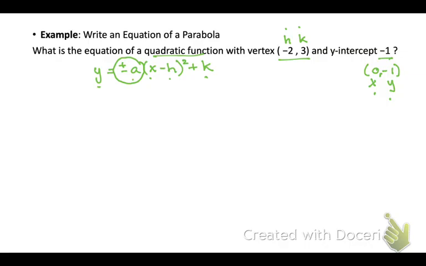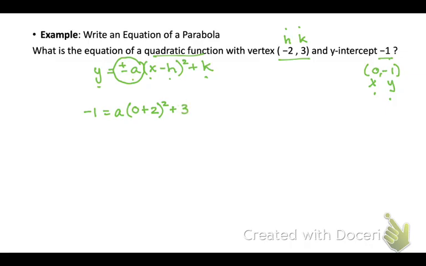Okay, so y is what? Negative 1 equals, and we're just going to put an a. What's x? 0. Plus 2. Why is it plus 2? Two negatives. Squared. Don't forget your squared. Plus 3.